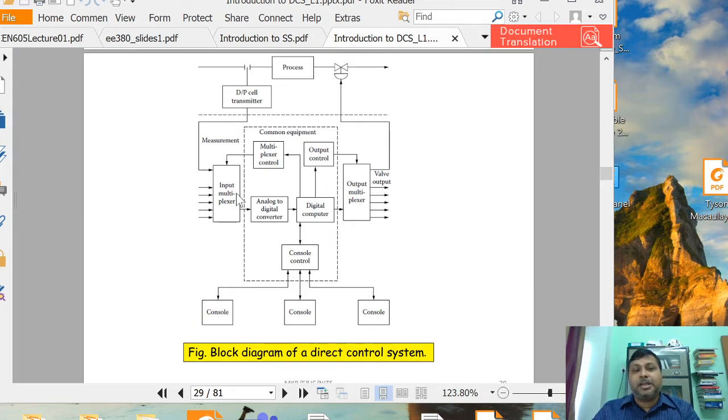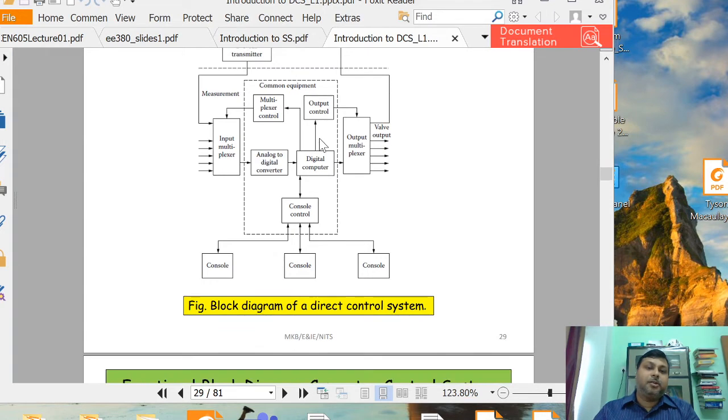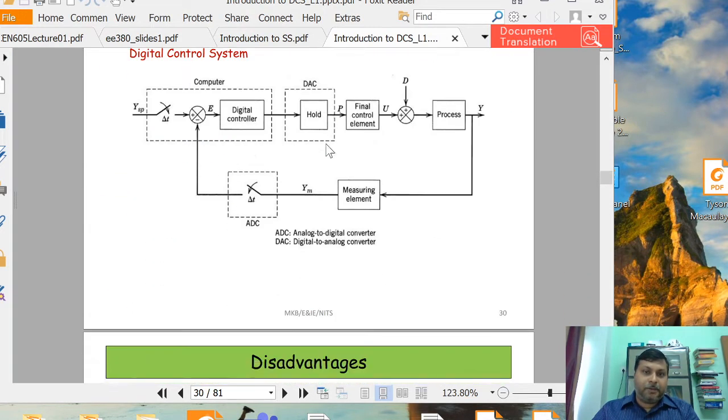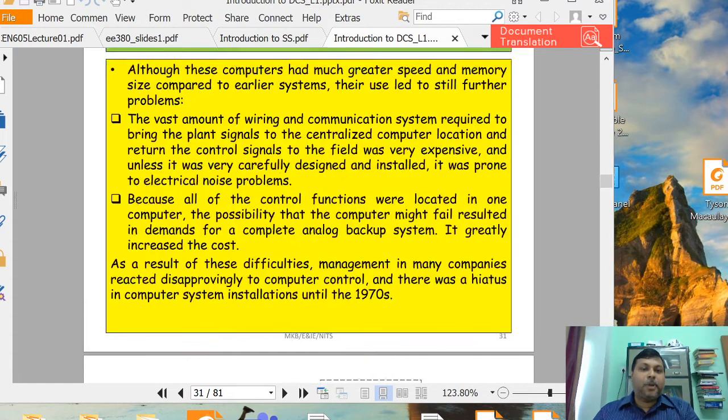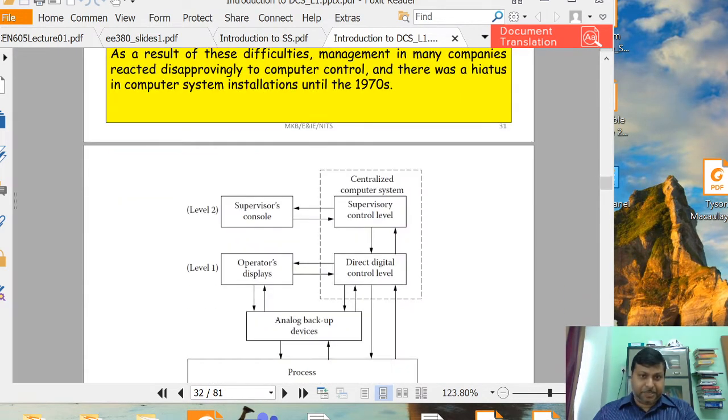It must be used as a single loop in a direct digital control system. So now we have understood that the direct digital control system has several disadvantages. The first disadvantage we have already discussed: a vast amount of wiring and communication system. The second is the centralized computing facility. If the central computer fails, then you require a complete analog backup system.